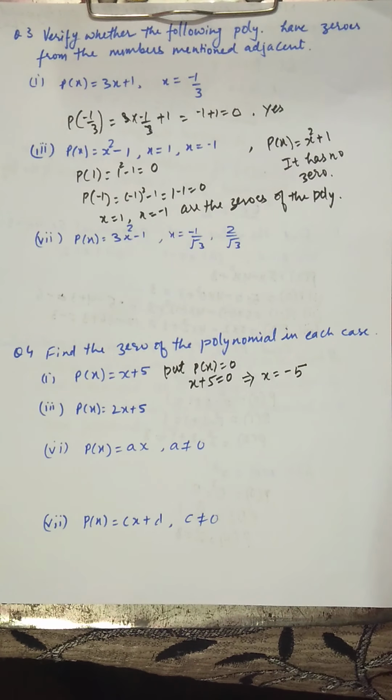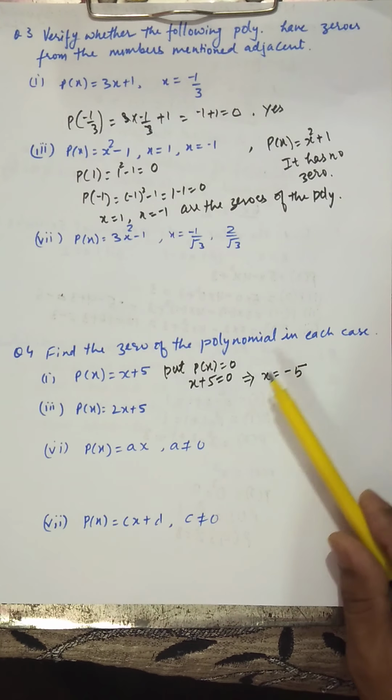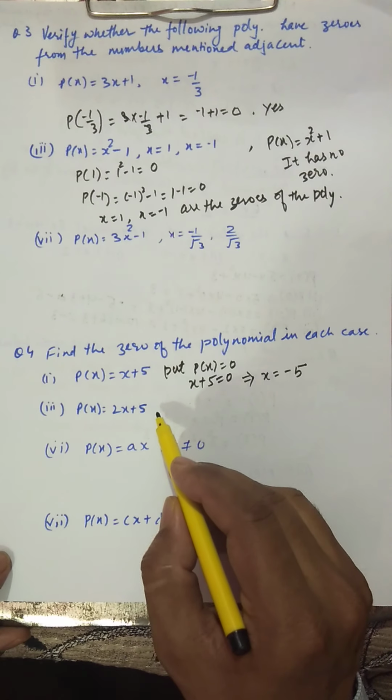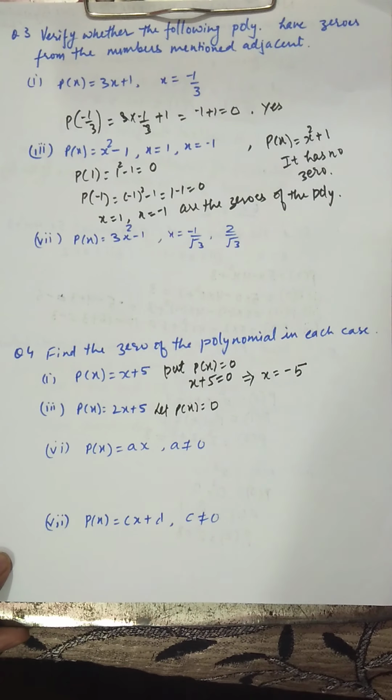So this x equal to minus 5 is the zero of the polynomial. If you want to check whether this is a zero of the polynomial or not, you can put this value x equal to minus 5 in this polynomial. Minus 5 plus 5 becomes 0. So you can verify whether your answer is correct or not. Now come to the third part. Again you let p(x) equal to 0.